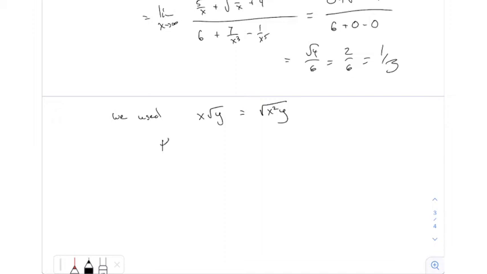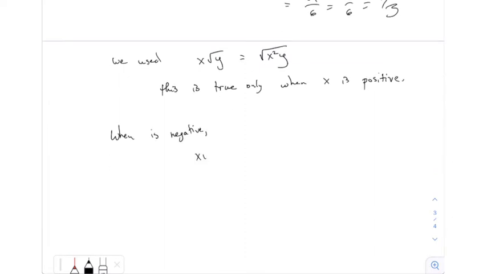Actually, this is true only when x is positive. This is a weird but true fact. When x is negative, the rule is slightly different. x times root y will be negative. When x is negative, you're going to have x times the square root of y. Now, when you see this root y, the answer of a square root is always positive. Sometimes we have to insert a plus or minus, but when I just write a square root sign, that means the positive one. If x itself is negative, then this is negative because I'll have a negative times a positive.